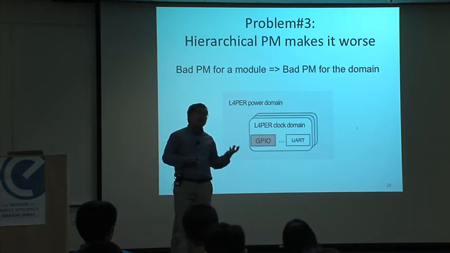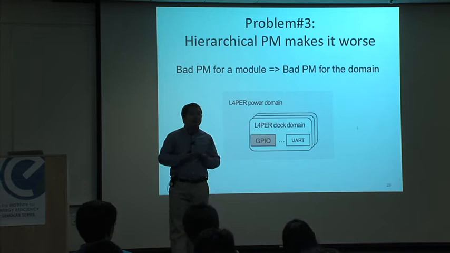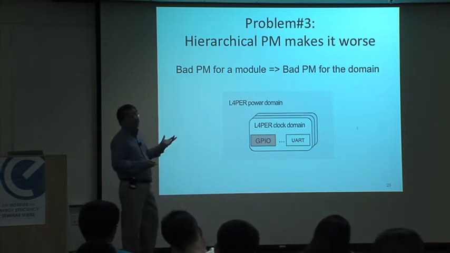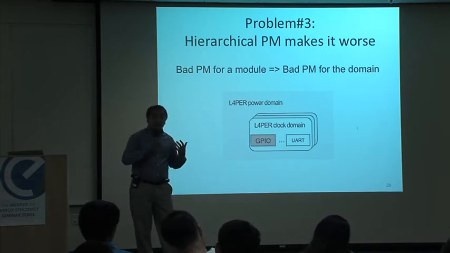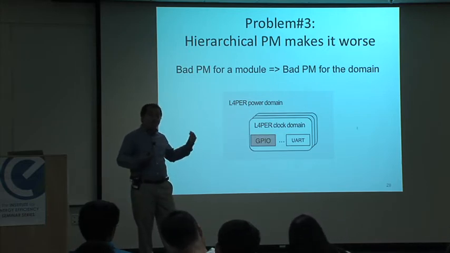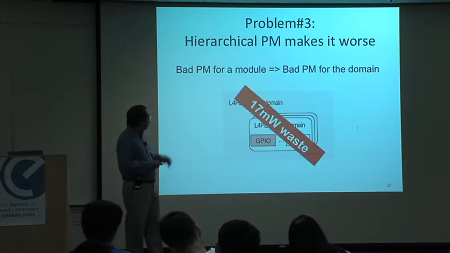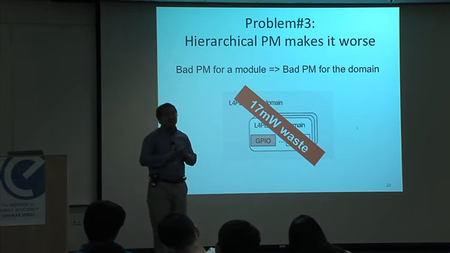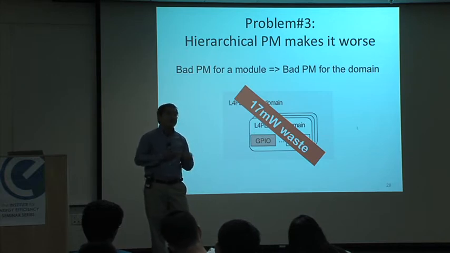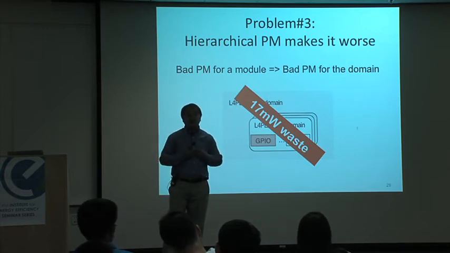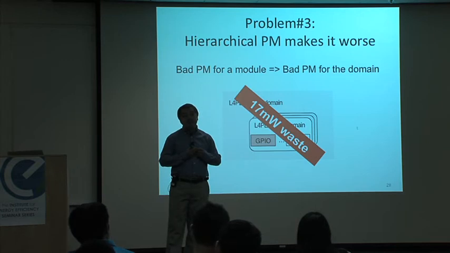So maybe that's the reason the driver developer doesn't bother to implement power management. But the thing is, it stays in a power domain called L4 PER, the L4 peripheral bus. L4 in TI terms means the peripheral bus and peripheral devices. The whole thing actually leads to 17 milliwatts of power waste, right? Your GPIO controller maybe consumes 10 microwatts, but because you don't disable it, you keep all the other modules in the same power domain on, right? That's 17 milliwatts of power waste.